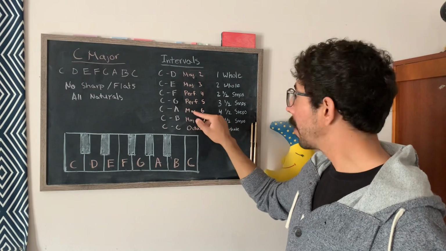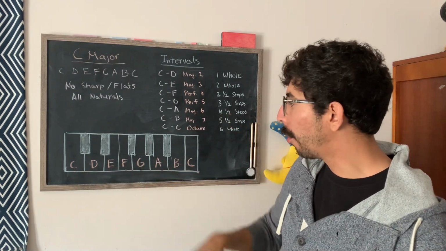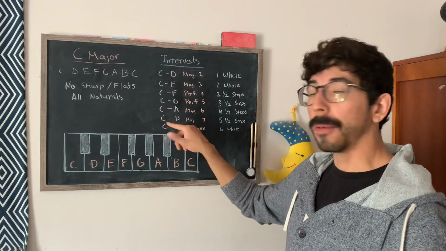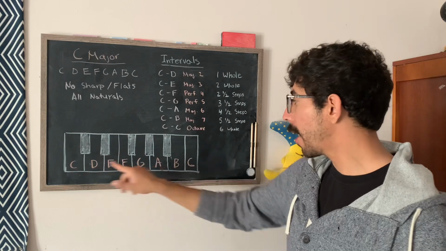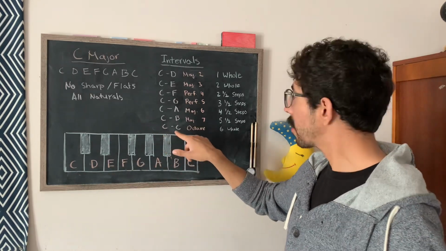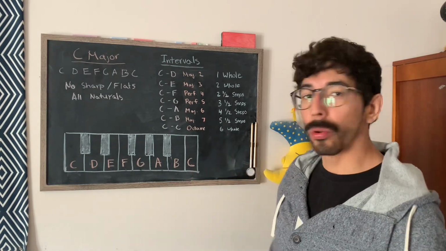C to A is a major sixth, that is 4.5 steps. C to B is a major seventh, and that is 5.5 steps. And then we make it back to C, which would be a full octave, and that is 6 whole steps.